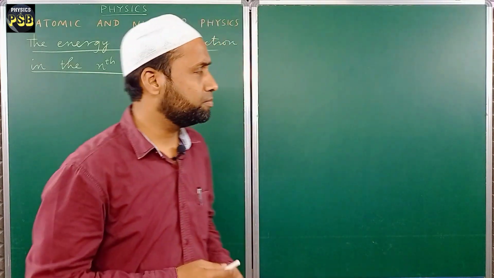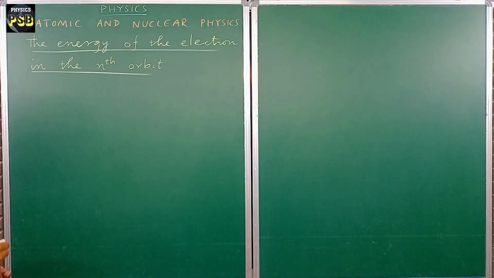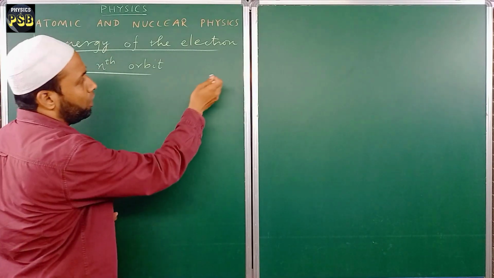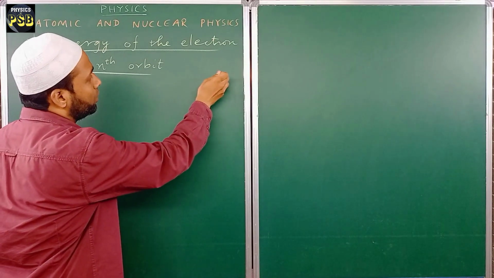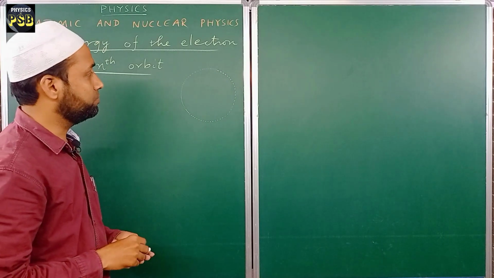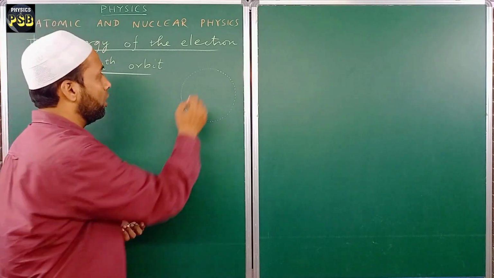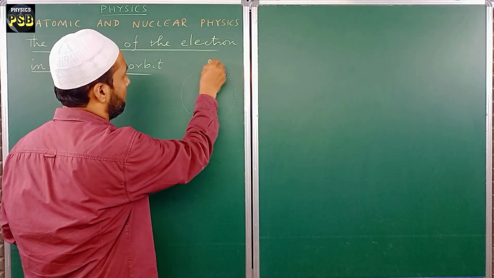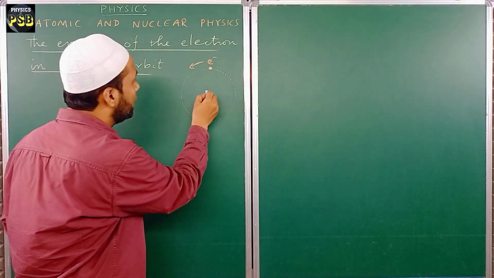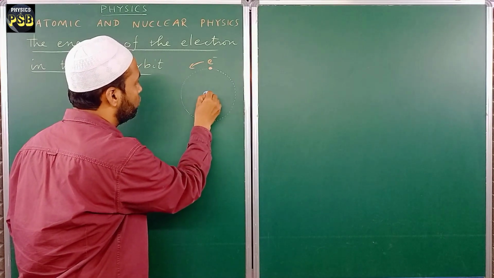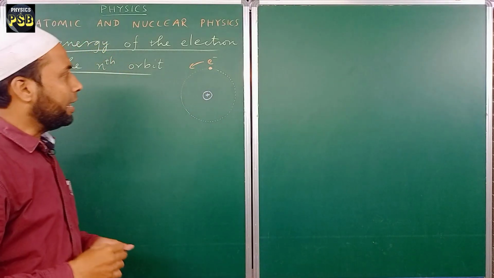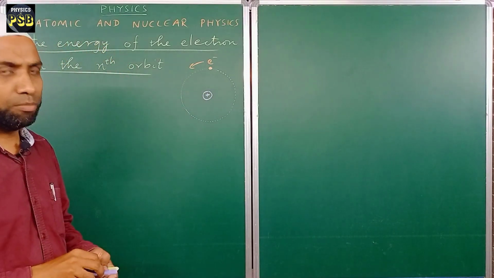For this, I start with the diagram of an atom. According to Niels Bohr, in an atom, electrons are revolving in a circular orbit in the clockwise direction around a positively charged nucleus. This is the structure of an atom according to Niels Bohr.